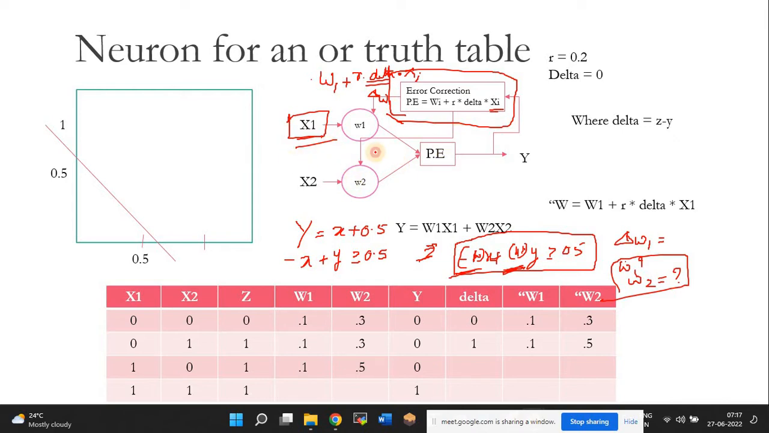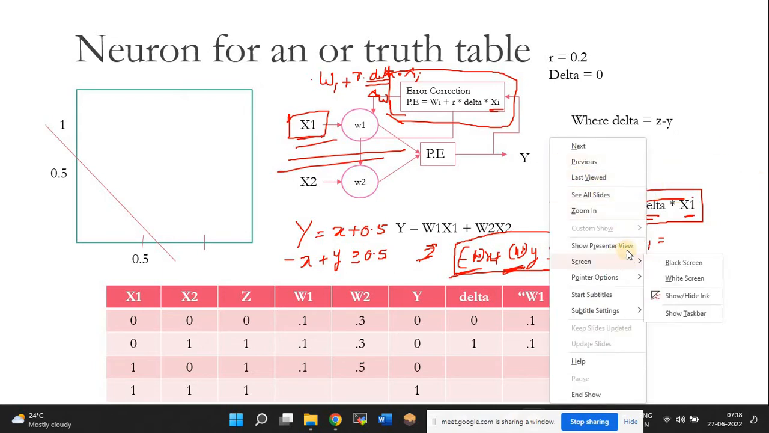So this particular equation is very important, where the new w is equal to w1 plus r, the learning rate, times the delta change into xi. So this equation is very important. This equation is very important. Sorry, what do we do?